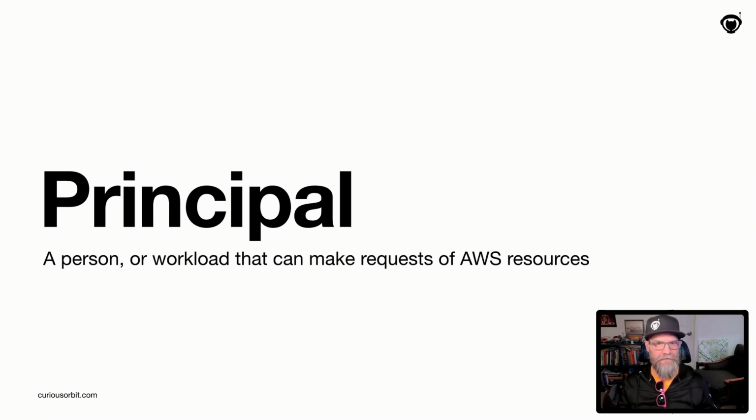A couple of examples of a principal would be the root user, the email and password combination that you use to create your AWS account. That's an example of a principal. A user that you create within Identity and Access Management, IAM, is another example of a principal. AWS services could be referred to as principals, and so could roles in IAM. So these are all different types of principals.